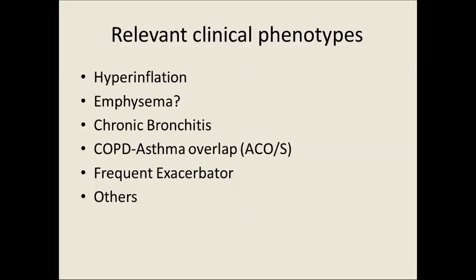So, what are the relevant clinical phenotypes in COPD? Hyperinflation phenotype, or the emphysema phenotype, chronic bronchitis. We know that emphysema is not accepted as a phenotype clinically because it's a definition based on pathology, on histology. Chronic bronchitis can be used as a phenotype. The overlap syndrome, and the phenotype of the frequent exacerbator.